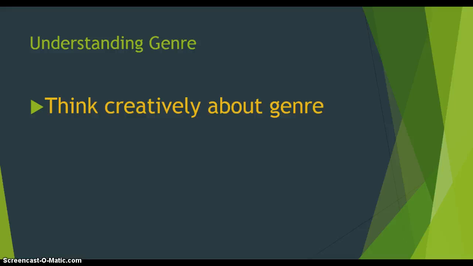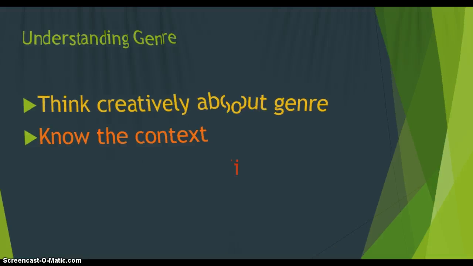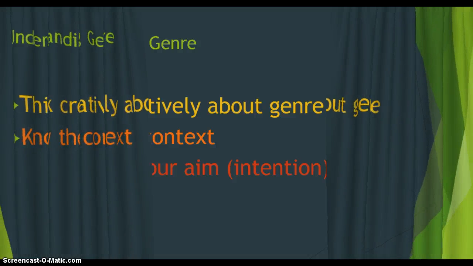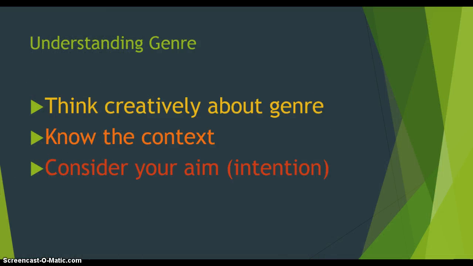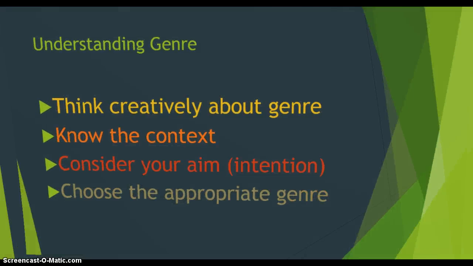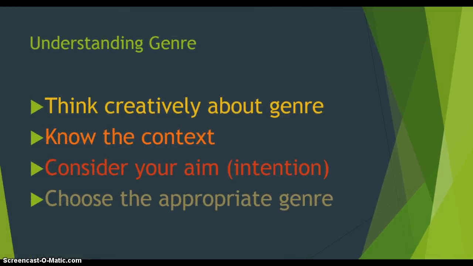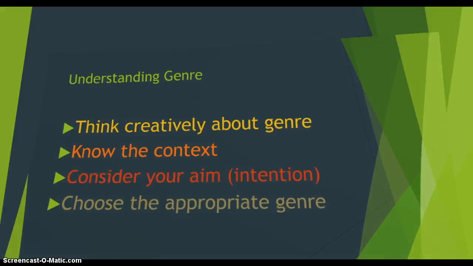To understand genre, you need to think creatively about it. How can I get my point across in the best possible way? You have to know the context. This is very important. And you have to consider your aim, your intention. Thinking about genre, knowing the context, considering your aim, is going to make your writing a lot better. This will allow you to choose the appropriate genre. As in the example before, not a poem, not a report, but a letter explaining why you are a good candidate for the scholarship.